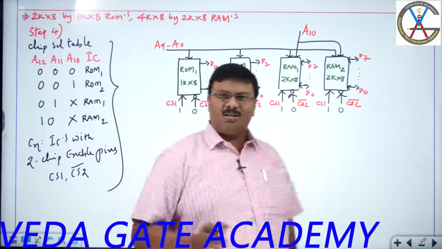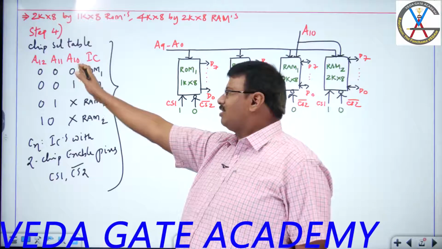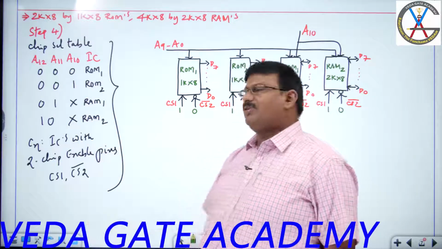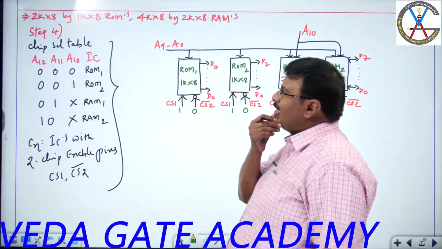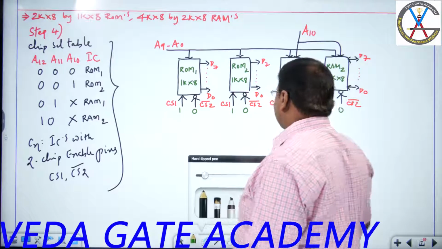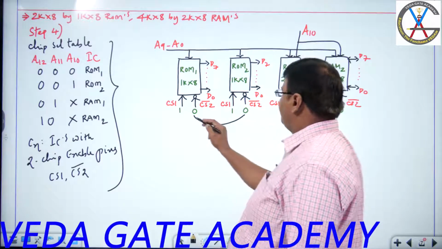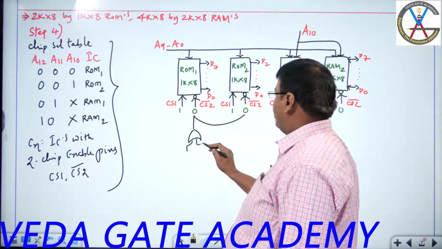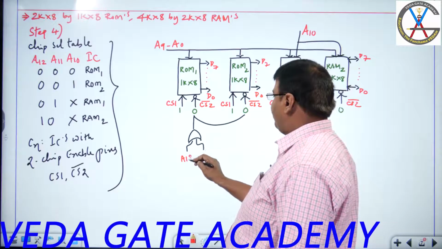Now, what does your chip selection table say? A12, A11 are 00 constant, A10 0 selects the first IC, A10 1 the second IC, A12 A11 01 for the third IC, and 10 for the fourth IC. That is how we have to work it out. So we have to connect A12 and A11 as 0 for both. Why don't I connect an OR gate here? Join these two, take an OR gate, and give the inputs A12, A11.